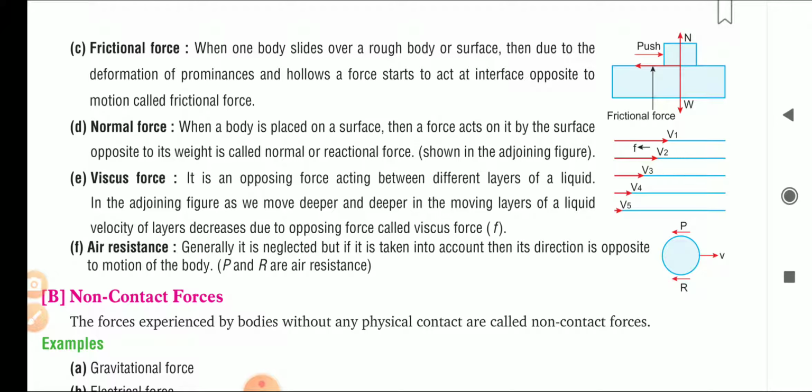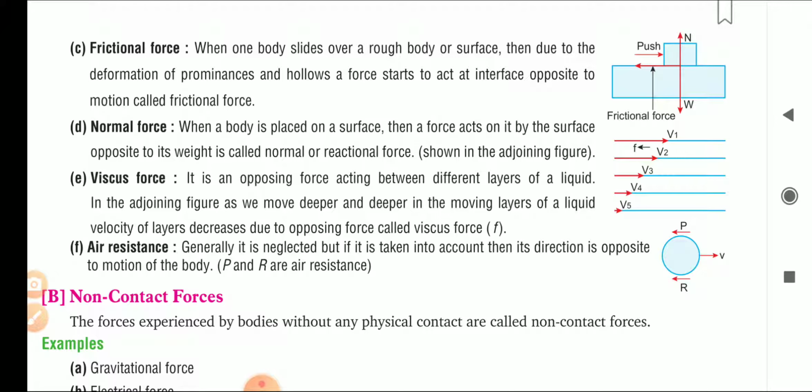Next one is normal force. When a body is placed on a surface, then a force acts on it by the surface opposite to its weight, called the normal or the reactional force. So whenever we apply force in one direction, there will be an opposite force in the opposite direction. That is known as the normal force.